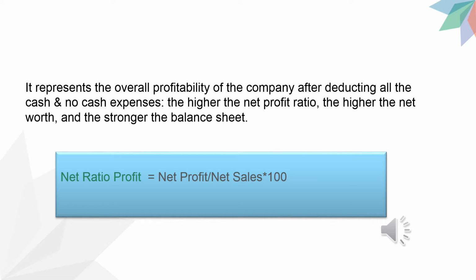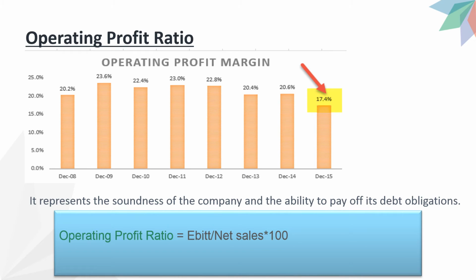Net profit ratio. It represents the overall profitability of the company after deducting all the cash and non-cash expenses. The higher the net profit ratio, the higher the net worth, and the stronger the balance sheet. Net profit ratio equals net profit divided by net sales multiplied by 100.